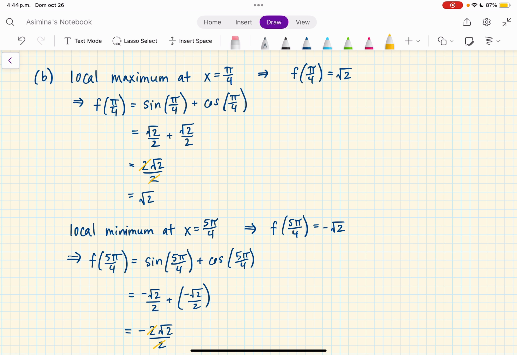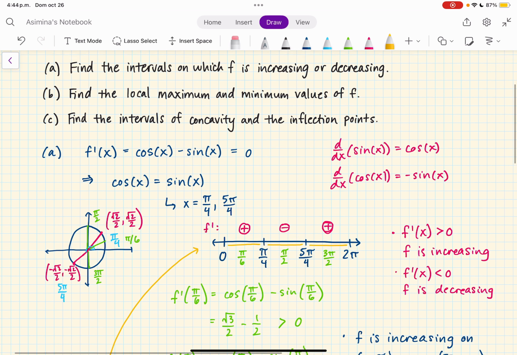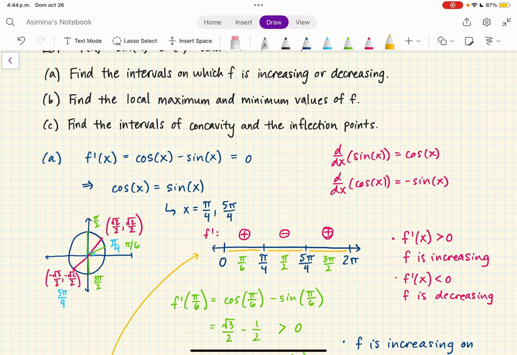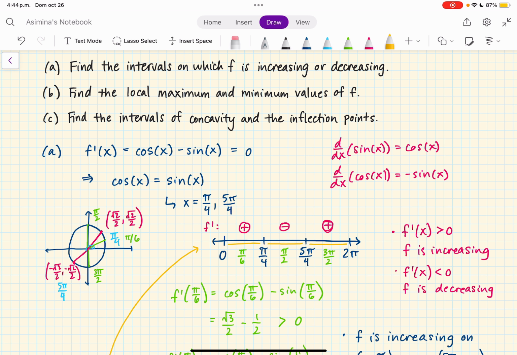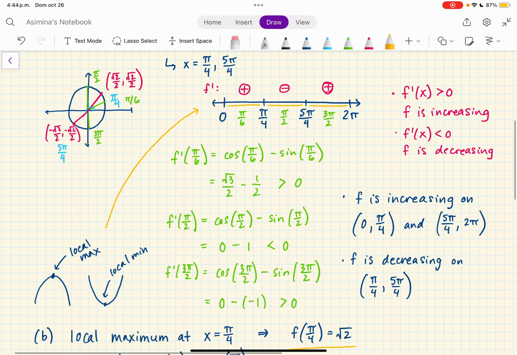Great, so we found that there's a local maximum at this point and a local minimum at this point. So now the last part of this problem asks us to find the intervals of concavity and the inflection points. Whenever you see the words concavity or inflection points, you should think second derivative. So basically what we want to do is find the second derivative of f and then do the same exact things we did for finding the intervals on which f is increasing or decreasing, except we do this for the second derivative. So what do I mean by that?